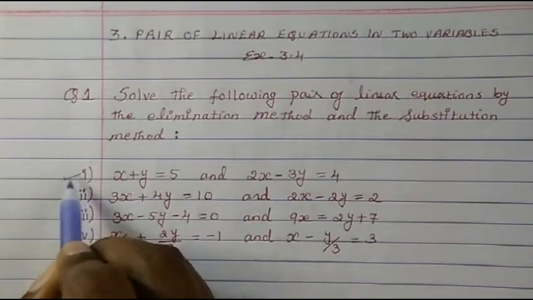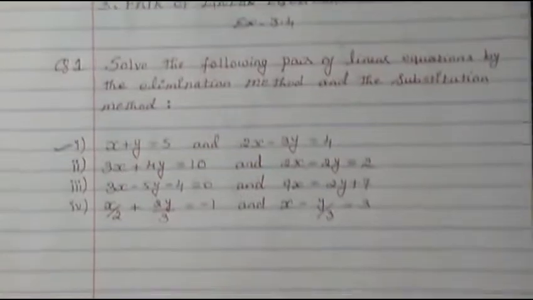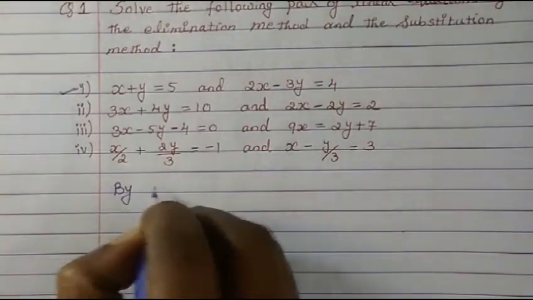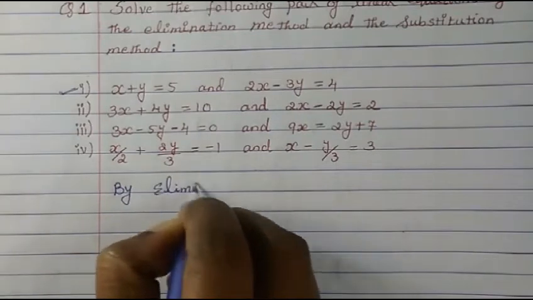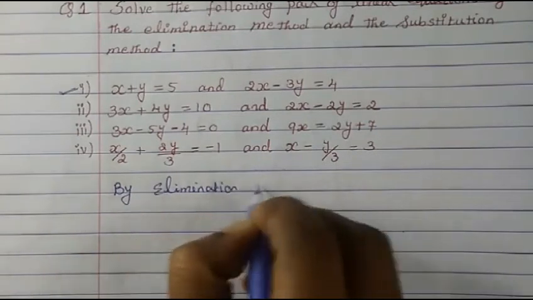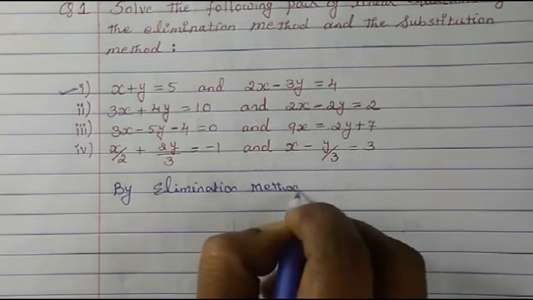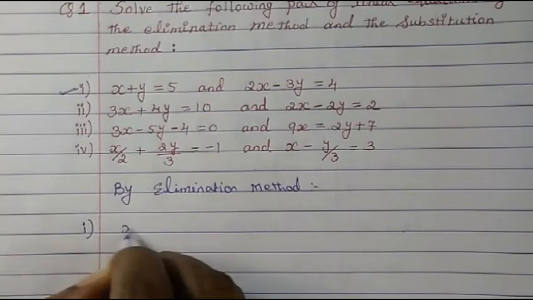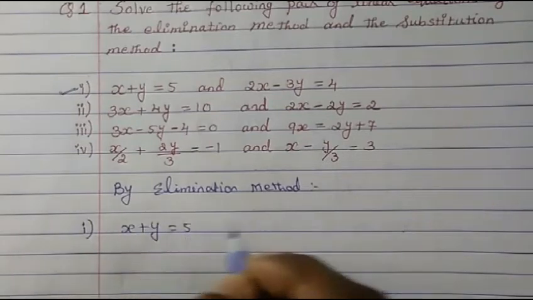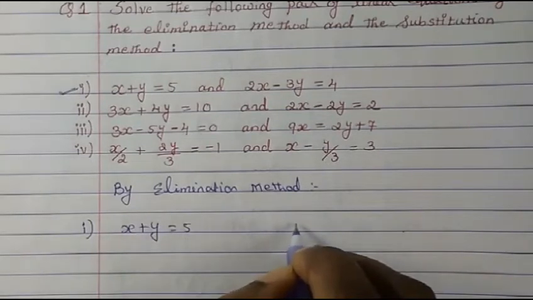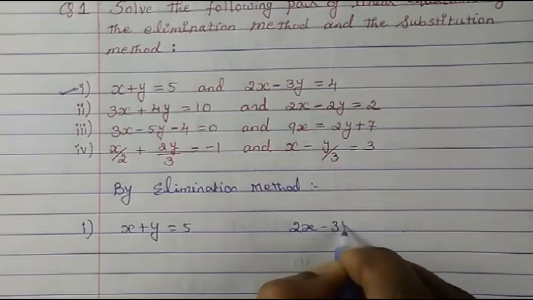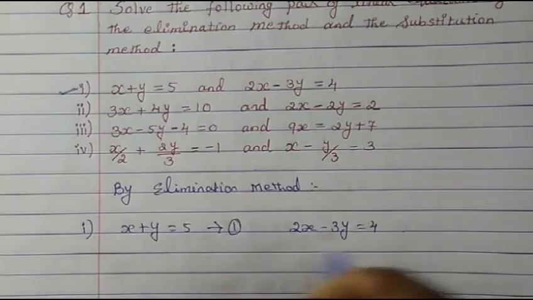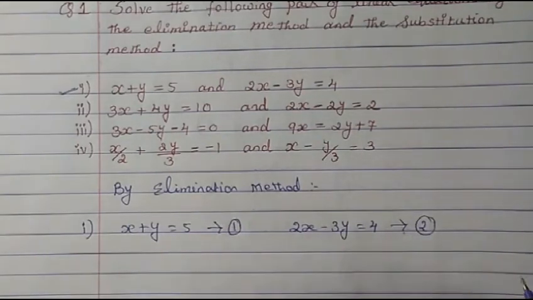So we'll do the first sum by elimination method. The first sum is x plus y equal to 5 and 2x minus 3y equal to 4. So we consider this as equation 1 and this as equation 2.